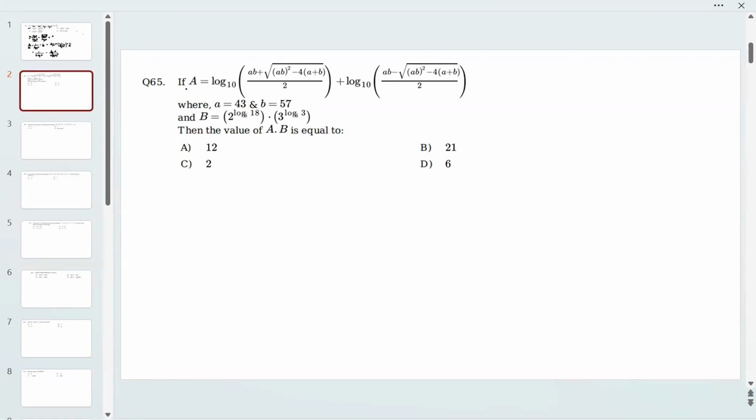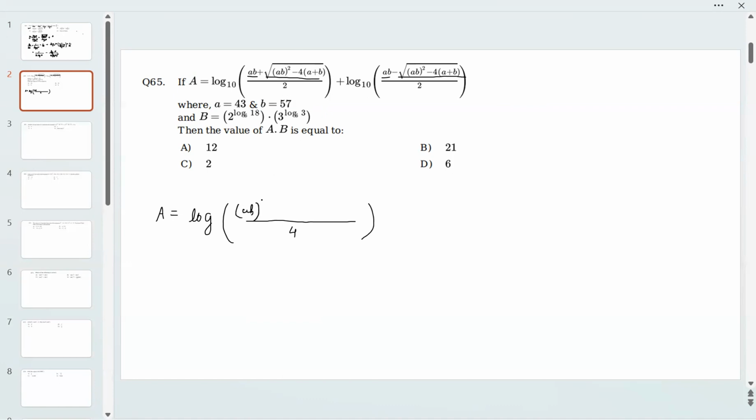We are given the values of capital A and capital B, and we have to find the value of A into B. So first let's simplify this expression for A. As we know the properties of log, here log plus log, the arguments will get multiplied. So as we can see, what are the arguments? This into this. So denominator if gets multiplied will get 4. Here please clearly see a plus b, a minus b. Consider this a plus b, a minus b. A plus b into a minus b is a square minus b square.